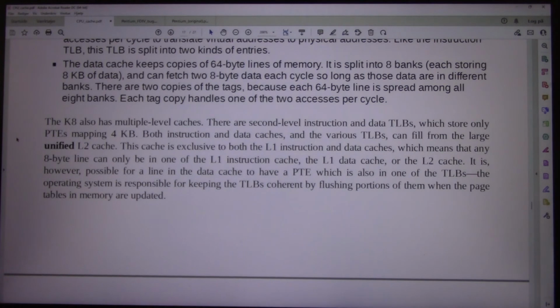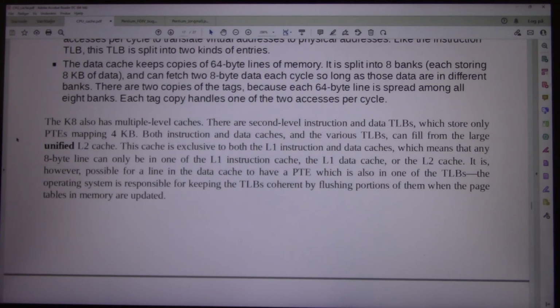This cache is exclusive to both the L1 instruction and data caches, which means that any 8-byte line can only be in one of the L1 instruction cache, the L1 data cache, or the L2 cache. It is, however, possible for a line in the data cache to have a PTE which is also in one of the TLBs.